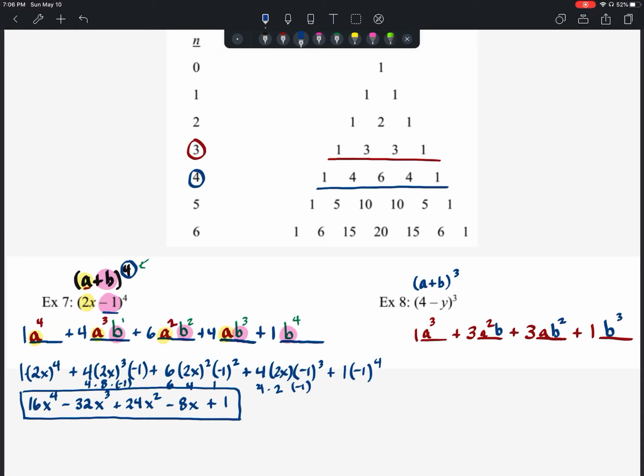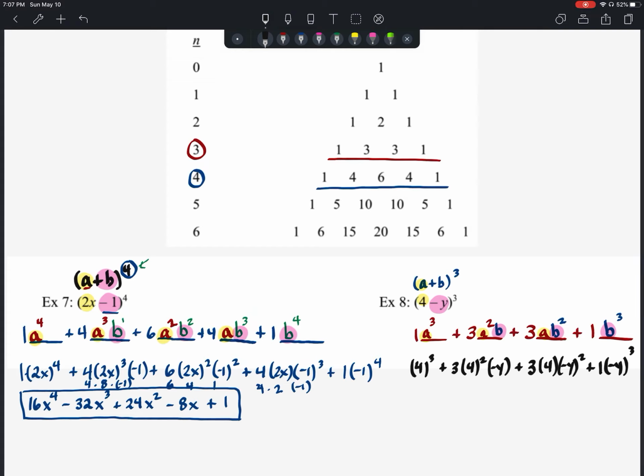Now we're going to take it here, and just like with the last one, identify our a values. We're going to plug in 4 for each of those. And then our b value is a negative y. So anywhere we see a b, we're going to put in a negative y, and then we're going to simplify everything down. So 4 to the third power plus 3 times 4 squared times negative y plus 3 times our 4 times our (negative y) to the second power. And then we have plus 1 times (negative y) to the third power.